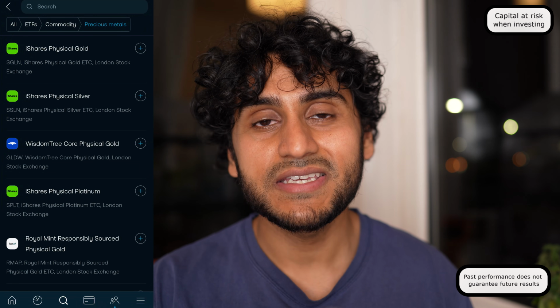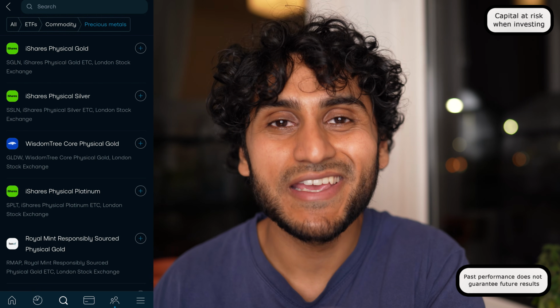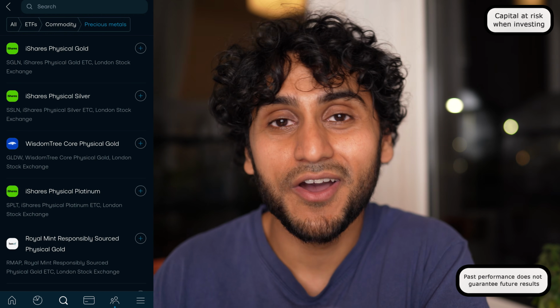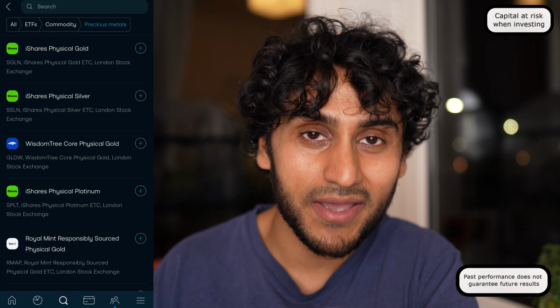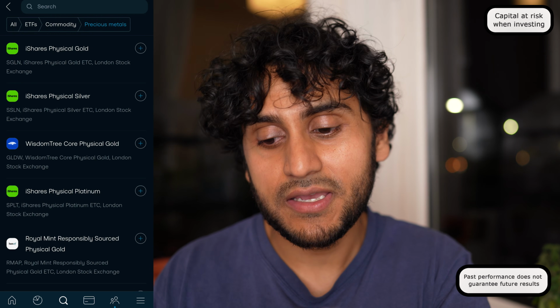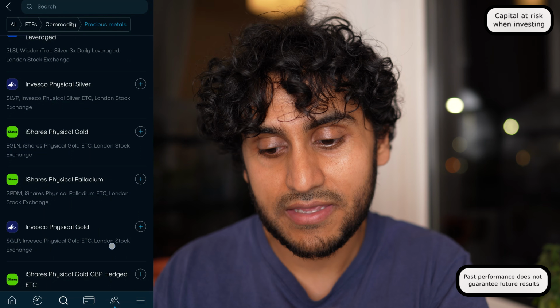For example, the iShares Physical Gold doesn't mean you actually own the gold. You only really own shares of the ETF, which you can't ever exchange for gold, unless, of course, you sell for cash and then buy it directly. But there's a bunch here, gold and silver being the most important. I'm sure platinum is going to be on the list, and yes, it is.